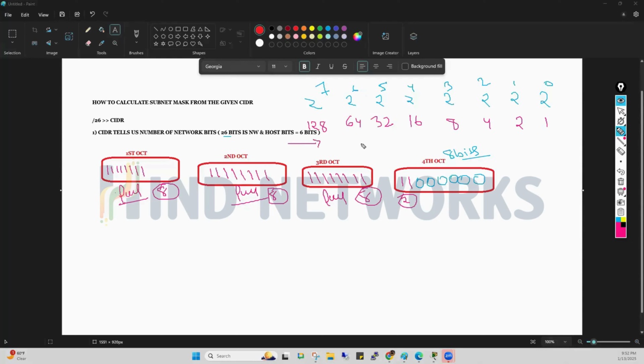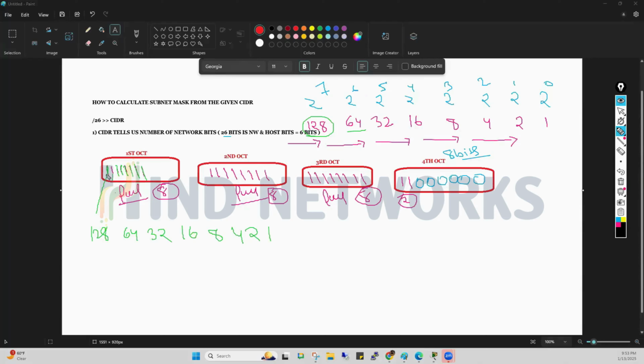And always calculate from left to right. Now, come to this octet. In this octet, every field is full. So for this bit, the value will be 128. For the second one, the value will be 64. For this one, 32. For this one, 16. For this one, 8. For this one, 4. For this one, 2. And for this one, 1. Clear? So this is the value for each bit.